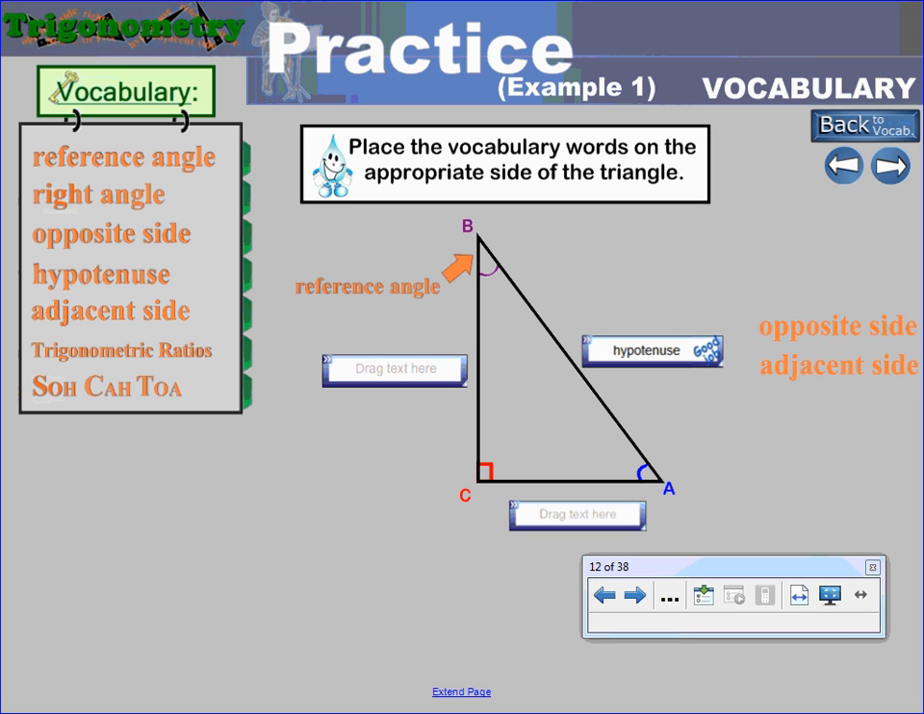Now I'm going to fill in the opposite side. I'll grab my opposite side with my fingernail and pull it. Opposite, the reference angle is going to be, no way, Jose. Opposite would be across the triangle. Good job. Hey, that's nice. Things are looking up today.